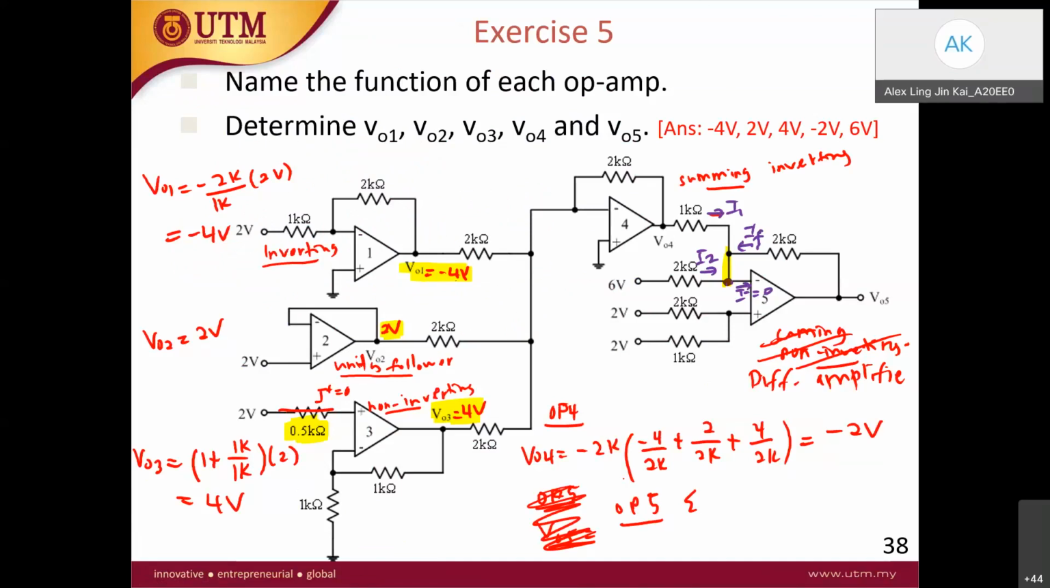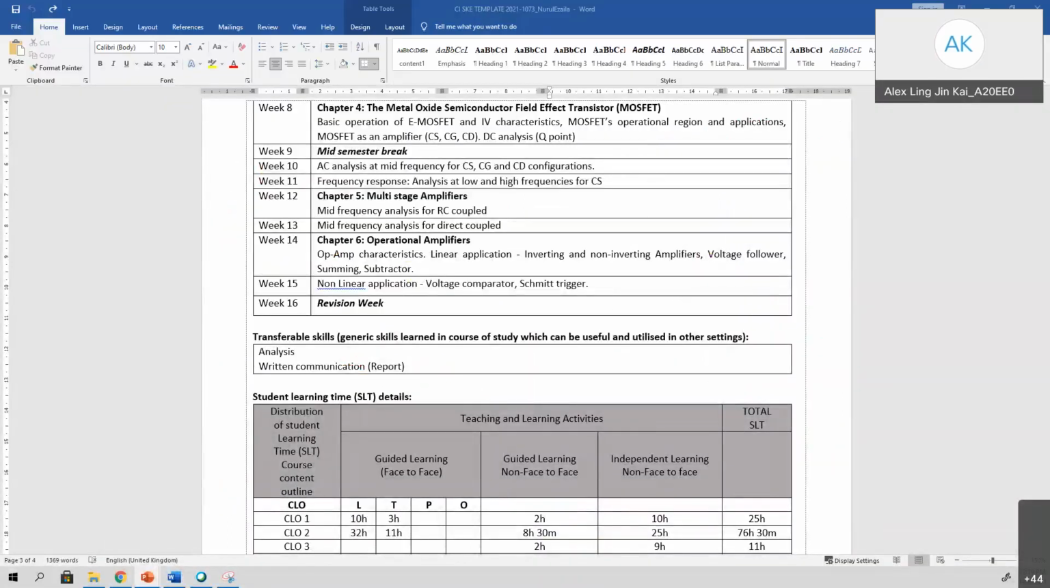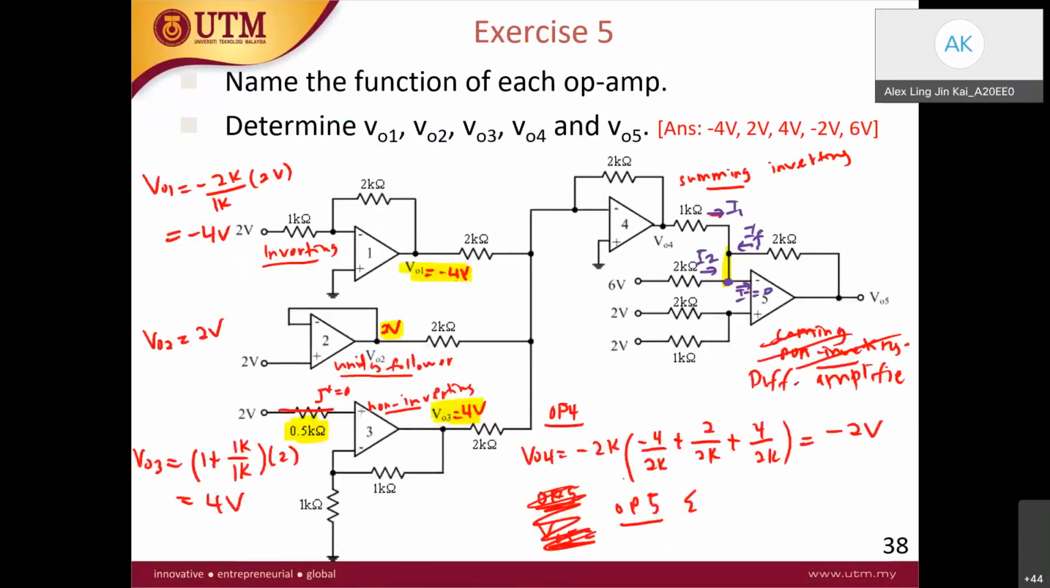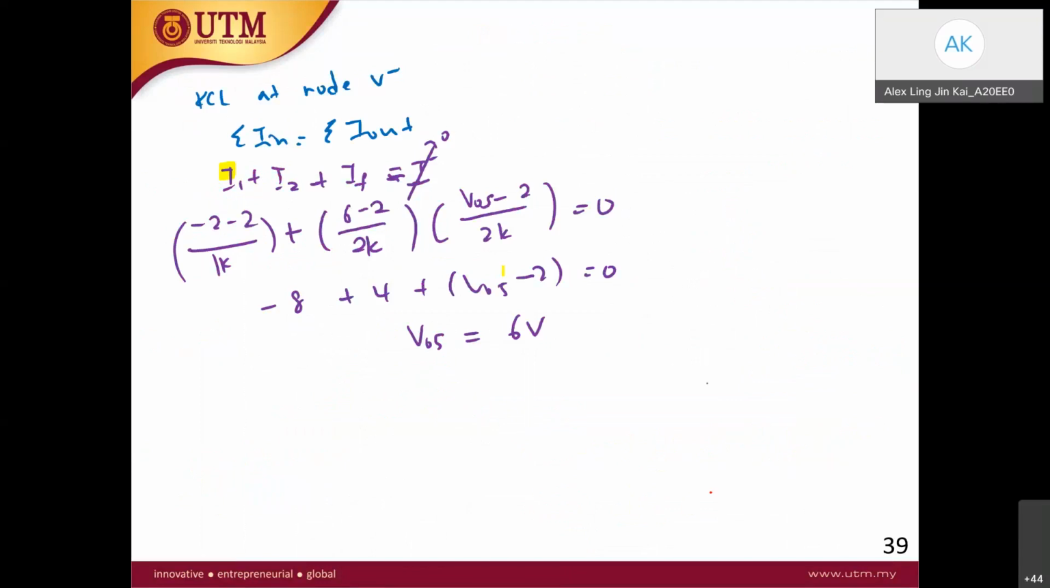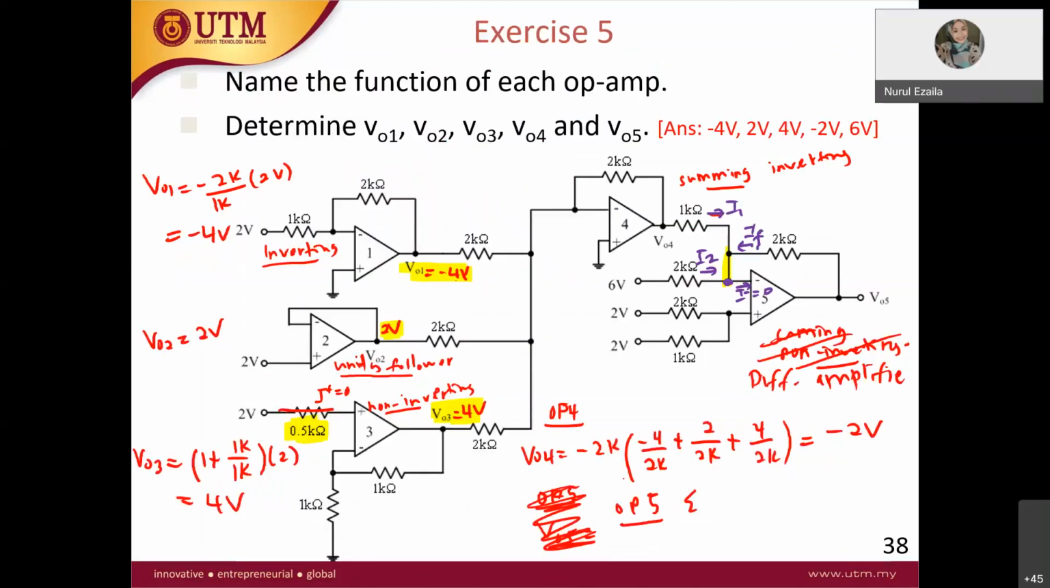Doctor, why using minus 2? One more time about the last question. The I1 is minus 2 minus 2. The back one minus 2 comes from where? The back one, V out 4, is minus 2. So the front one is minus 2.